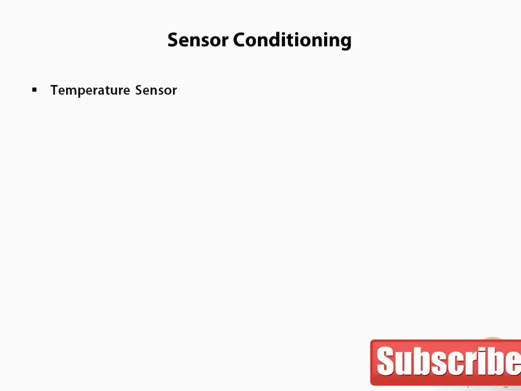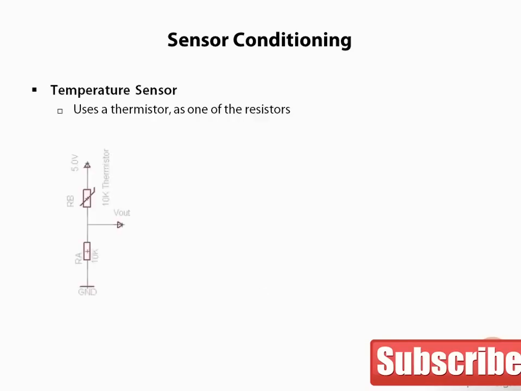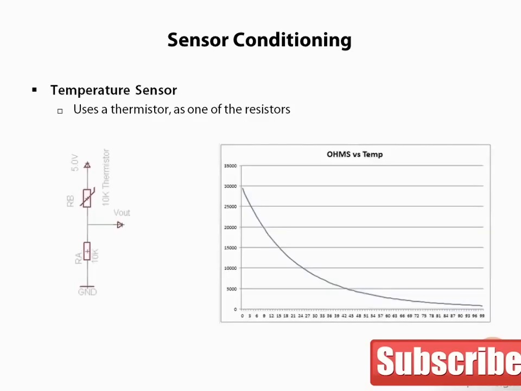Let's take a look at temperature measurement, for example. We'll use a thermistor for the variable resistor. For a typical thermistor, the resistance versus temperature curve looks like this. This is the curve for a 10 k ohm resistor, which means the value is 10 k ohms at 25 degrees C.